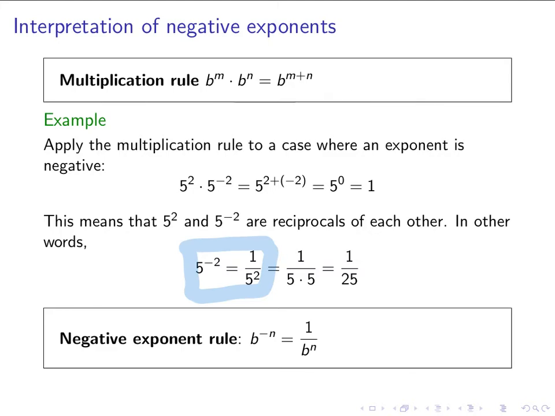We can interpret 5 to the -2 as the reciprocal of 5 to the 2, and we're denoting the reciprocal as being 1 over that number. So the negative exponent rule that we generally see written down looks like this. When we have b to a negative exponent, we always interpret that as just 1 over b to the opposite exponent. And that allows us to not ever have to think about negative exponents as anything other than reciprocals of numbers that have positive exponents.